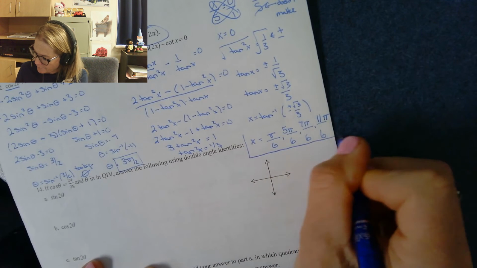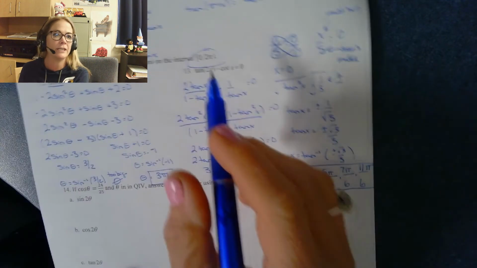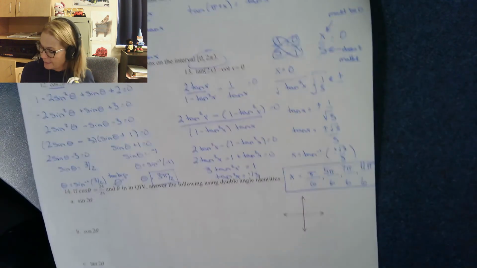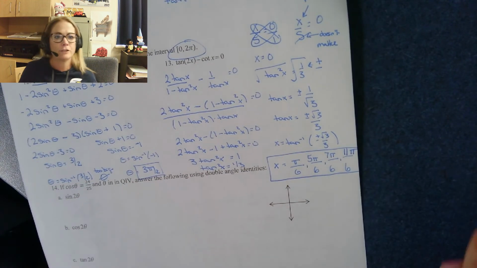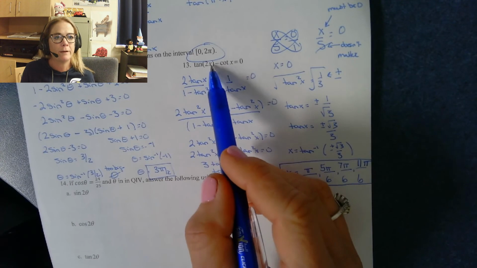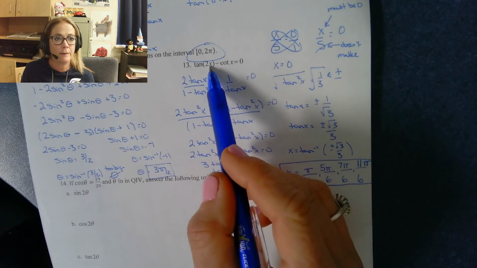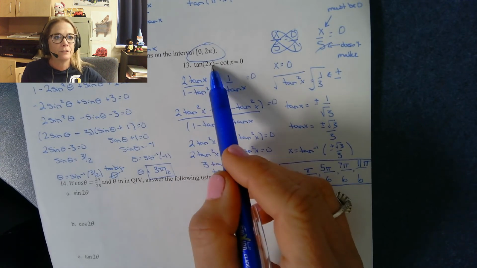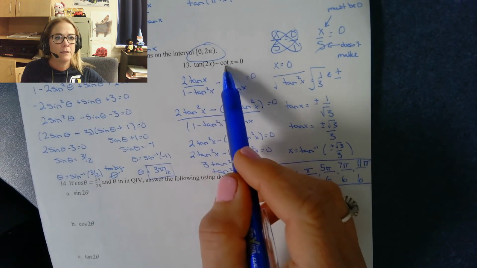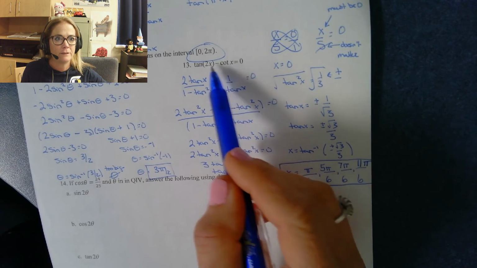Okay, so the other method would be changing everything to sine and cosine. And when you do that, you get an additional solution of pi over 2 and 3 pi over 2. And if you put pi over 2 in here, it certainly works. Pi over 2 would be tan of pi, which is 0. Cotan of pi over 2 is 0. 0 minus 0 is 0.